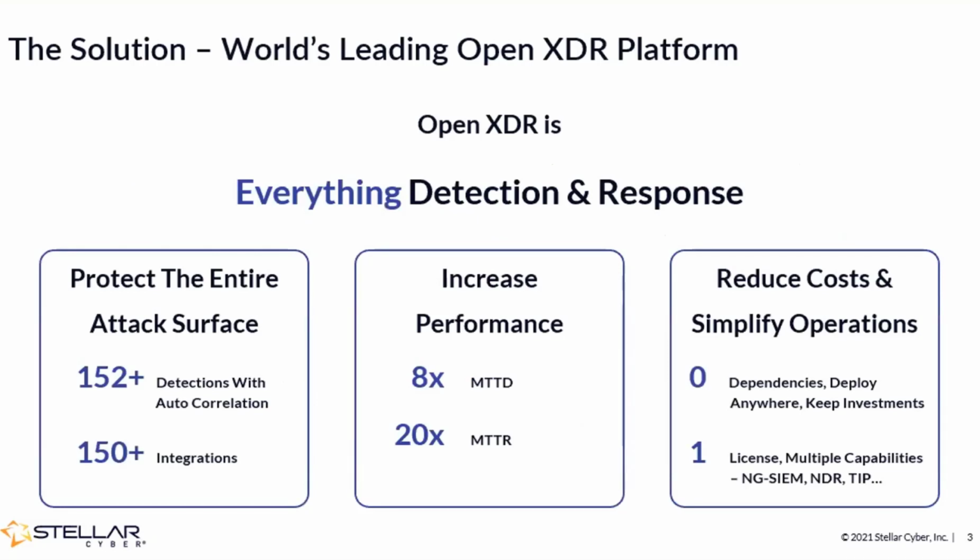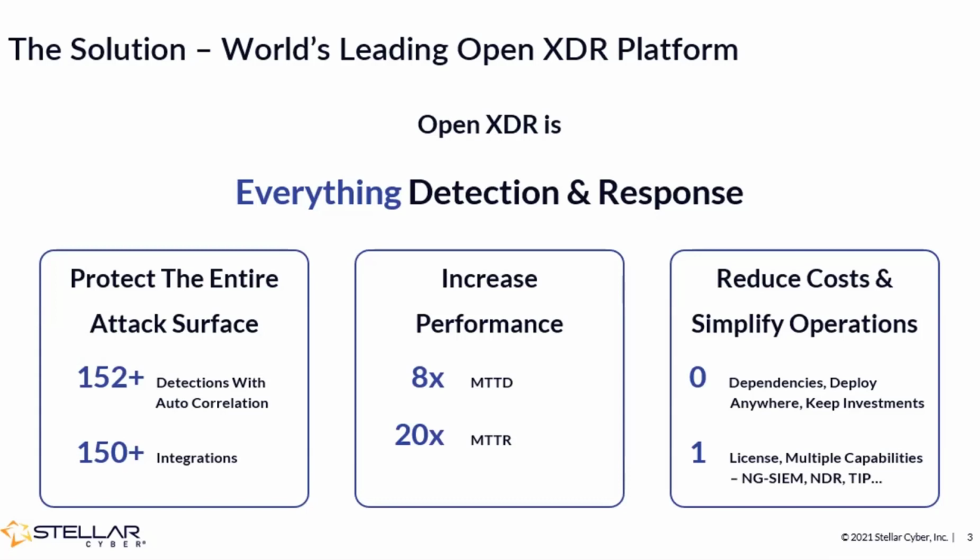Yes, thank you, Steve. So Stellar Cyber's Open XDR platform, as Steve mentioned, is really about being able to detect and respond and ingest all of the different data sources. Out of the box, we have over 150 detections, and these detections are all automatically correlated. We also have over 150 types of ingestions, integrations that we have built either through custom parsers as well as API connectors.